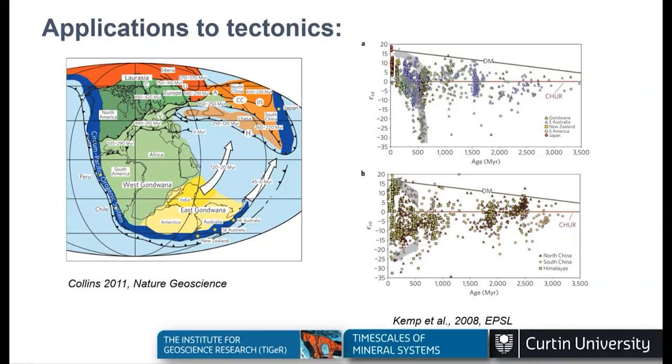I think people have tried to apply this back to older ocean basins. I'm not sure how well it works, but it's something you can potentially do as well.